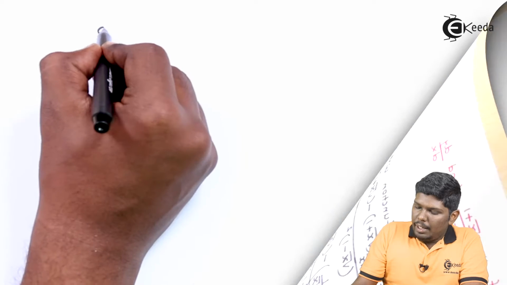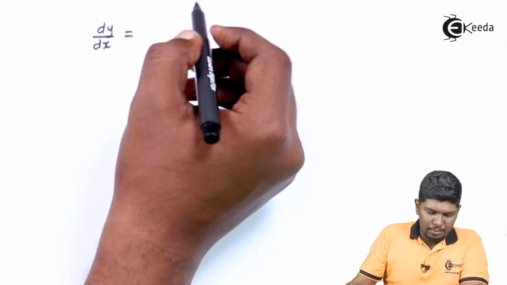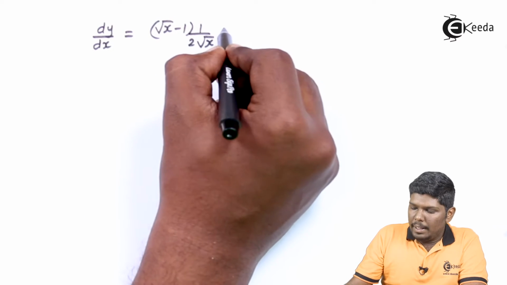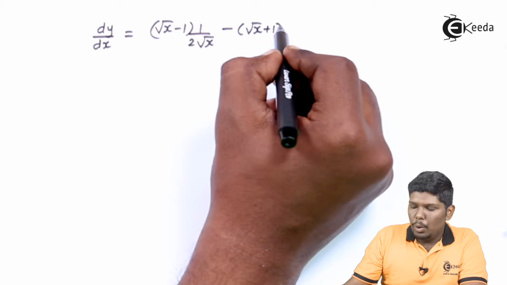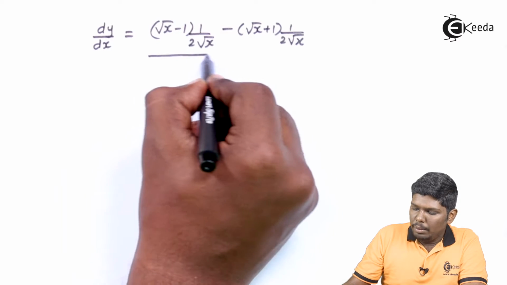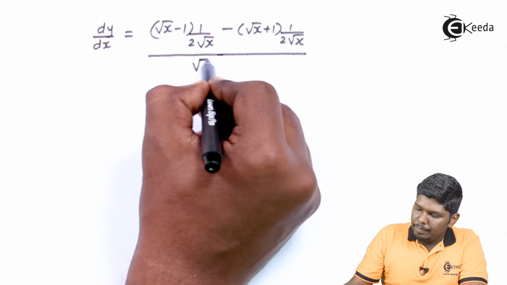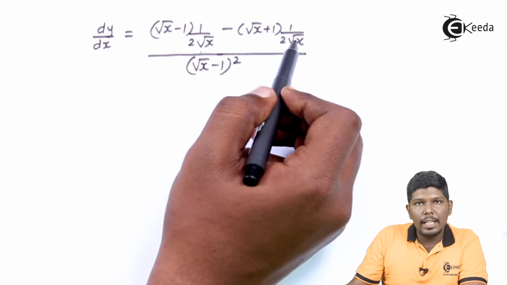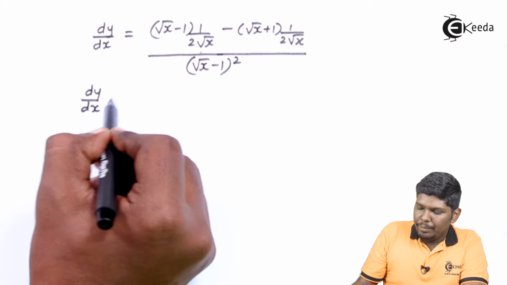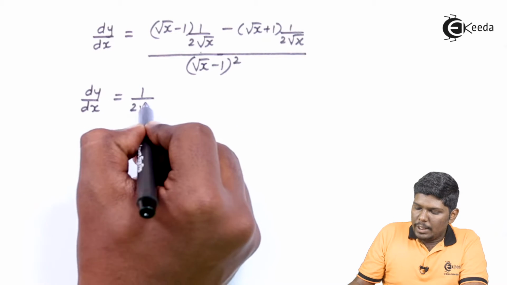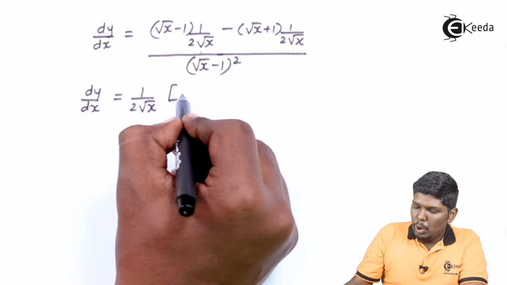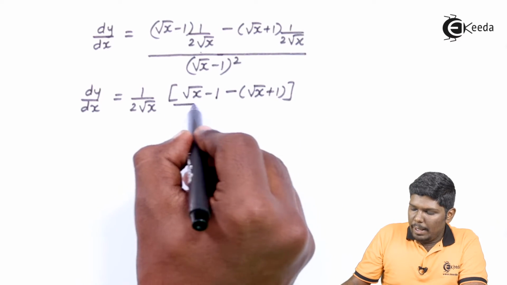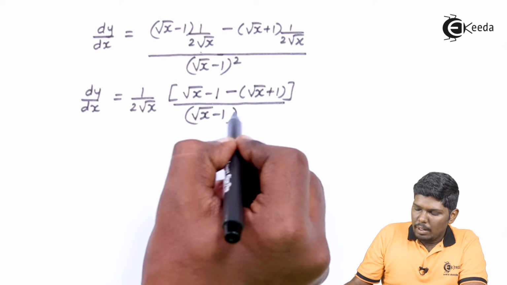Let us see the next step. dy by dx is equal to root x minus 1 into 1 upon 2 root x minus root x plus 1 into 1 upon 2 root x upon v square, that is root x minus 1 the whole square. In the numerator we have two different terms having 1 upon 2 root x as a common part. So let us take that part as common. So dy by dx, 1 upon 2 root x common, in the bracket we have root x minus 1 minus of root x plus 1, divided by root x minus 1 the whole square.